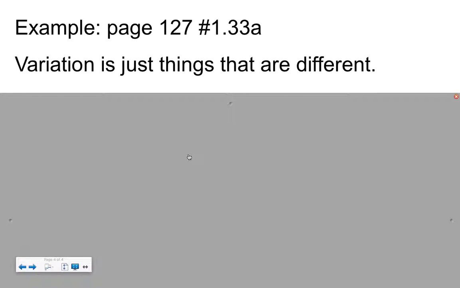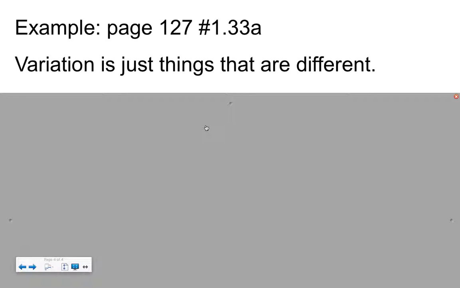So looking at part A, it says identify 2 sources of variation in this study. That's the part we're looking at. So variation is just things that are different. To vary just means to change or to be different. So if I think about you guys in this class, things that would vary would be like your height. So you aren't all the same height, so that's something that varies. It changes from person to person.